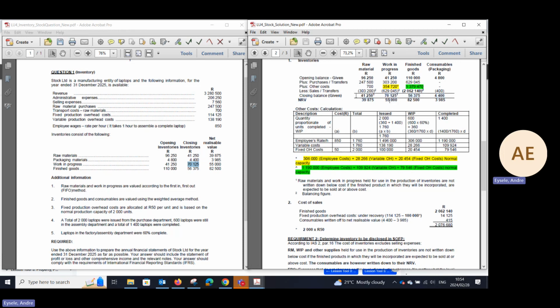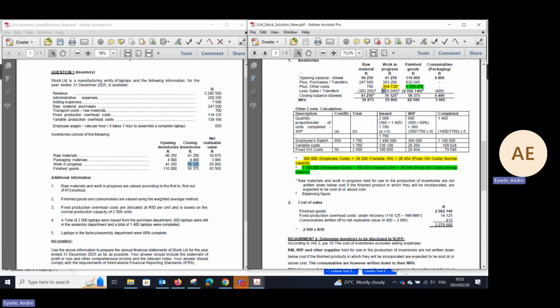Therefore, this will be your finished goods, your closing figure of inventory. And then, colleagues, the 629045 is the balancing figure for work in progress that will be transferred to your finished goods section. That is the items of those completed items, considering the 60% complete of the laptops. Critically important that you note that.